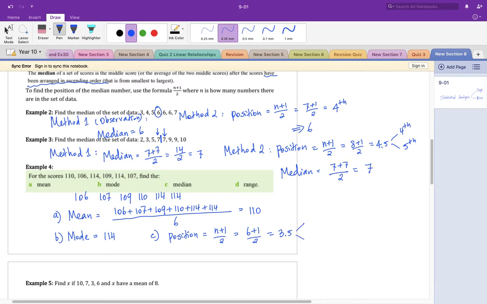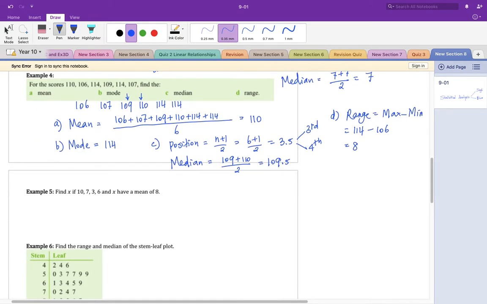What does that mean? It means I'm getting the average of the 3rd number and the 4th number. So the 3rd and the 4th numbers are 109 and 110, right? That means your median is equal to 109 plus 110 over 2. And this will give you 109.5. This is the median. Now question D. Range, like I said, it's the maximum, the biggest number, minus the minimum. So the maximum number is 114 and the minimum number is 106. So the range for this set of data is 8.